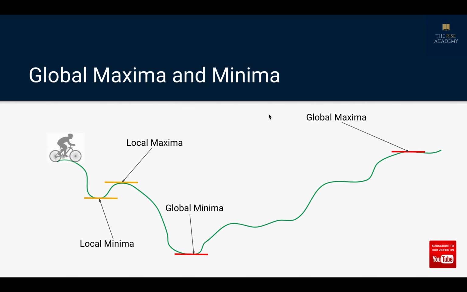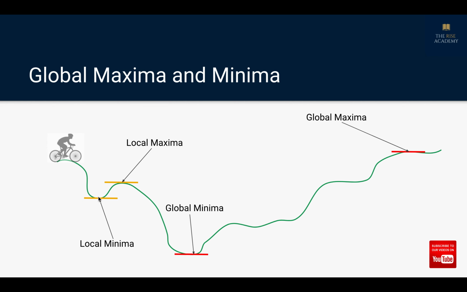And the problem with the gradient descent algorithm is that while it is pretty good at finding local maxima and local minima, it may mess up if my local maxima and minima are different from my global maxima and minima. And the reason for that is the way it works, right?